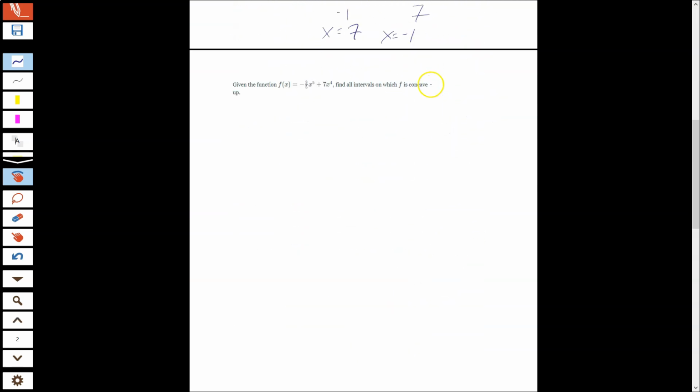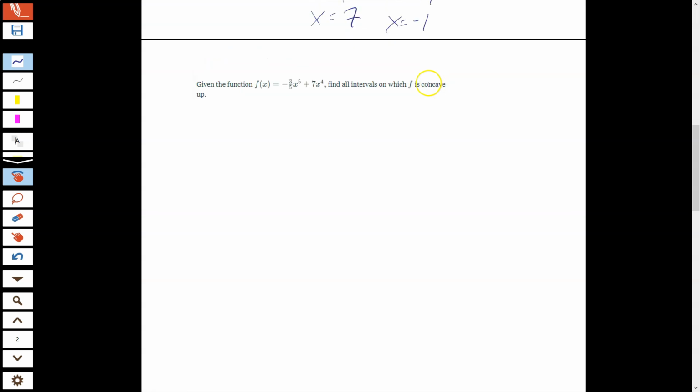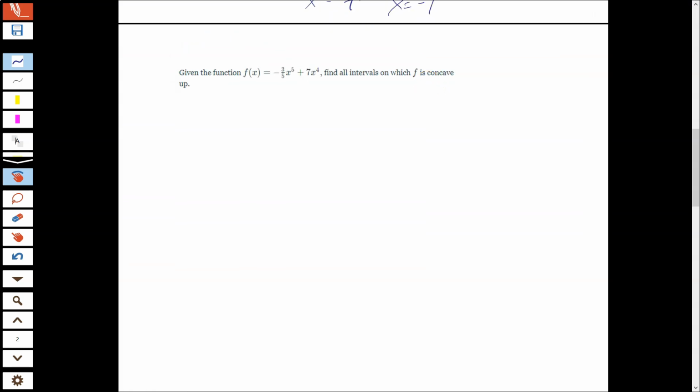Okay, let's try a couple other ones. So now this one's a little different. So we are looking for intervals where f is concave up. Well, concave up would look something like this. So concave up means the function's increasing at an increasing rate. What that means is the derivative of the derivative is positive. So concave up means that my second derivative is positive, is what I'm looking for.